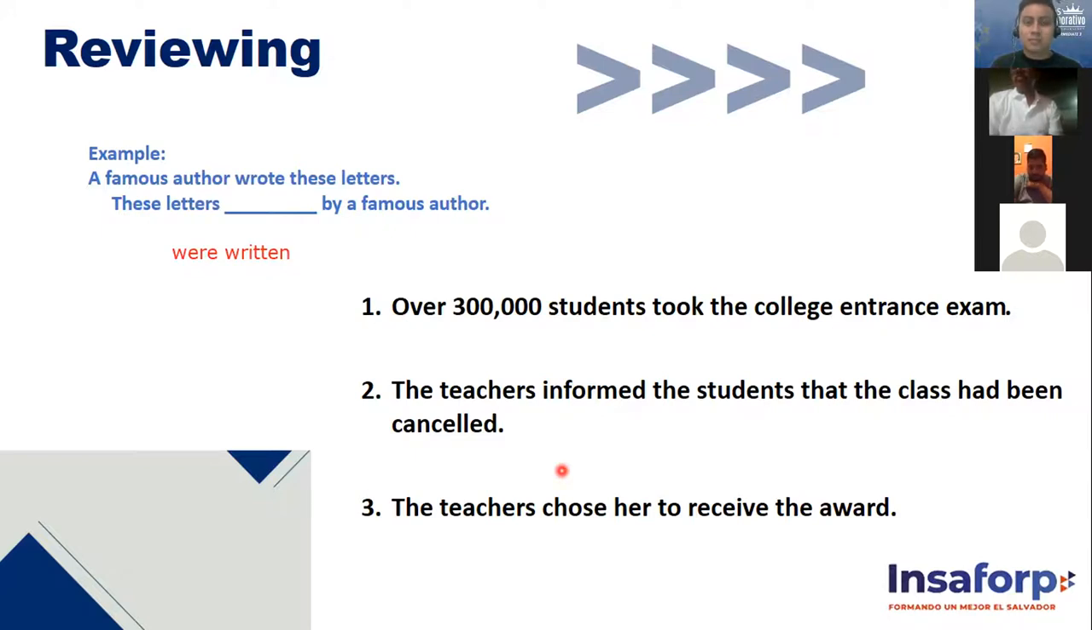She was chosen. Exactly. She was chosen to receive the award. That is perfect. And if we still want to mention the teachers, we can say "by the teachers," but it would be unnecessary. Exactly. As you can see, you just gave me the answer. So she was chosen. We don't know who chose her. We just know that she was chosen, okay?